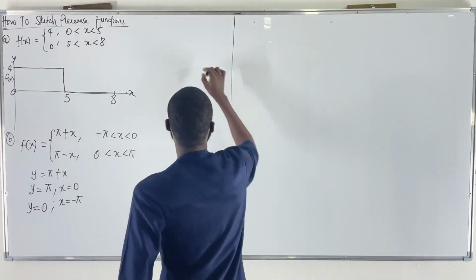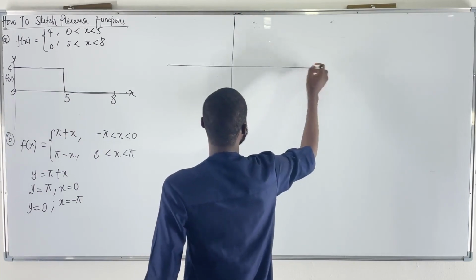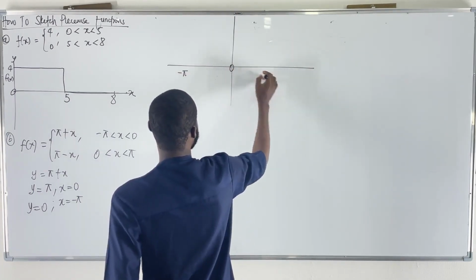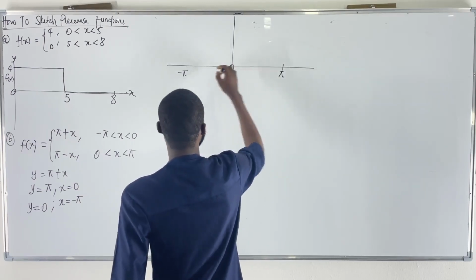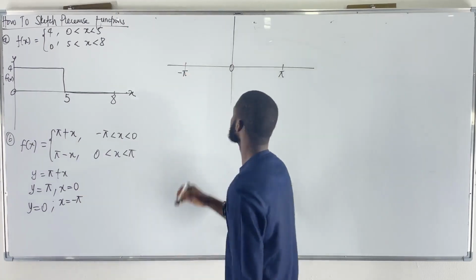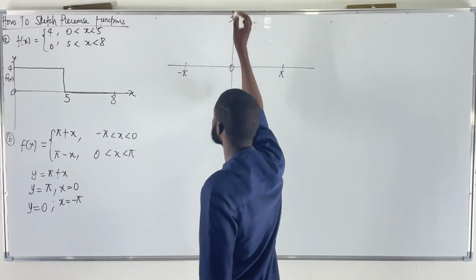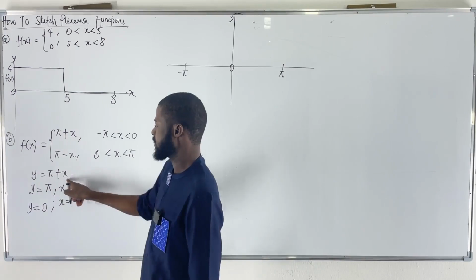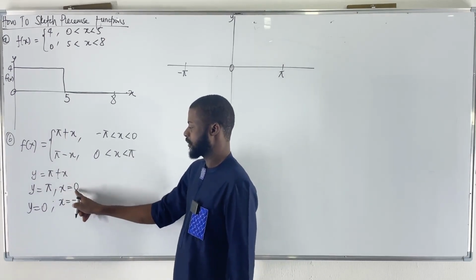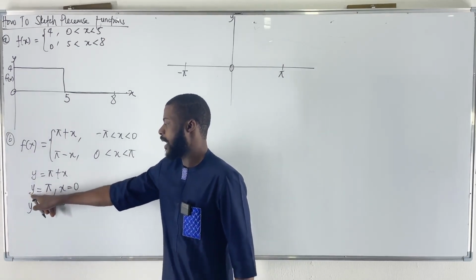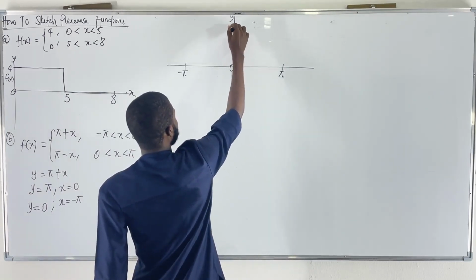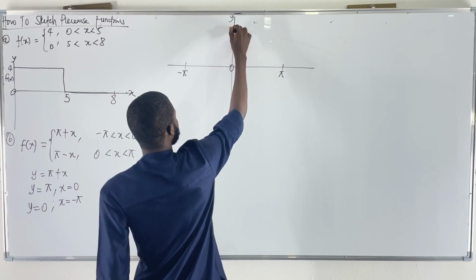Let me draw this so we can spot what's going on. So this is minus pi, this is my 0, and this is my pi. This is my f of x, or you could just say y. Right now, the first thing we have is pi plus x. When x was 0, y was pi. So let me put my pi here. Let it be this point.